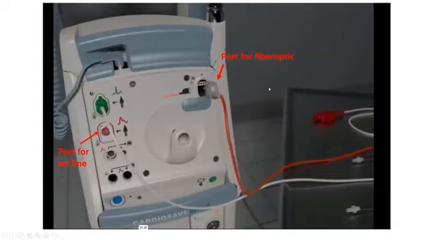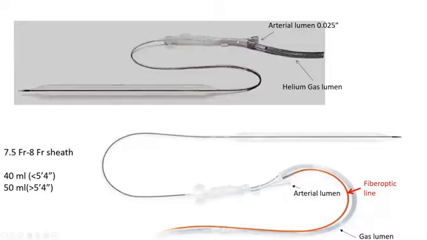But typically what you do, you connect the fiber optic line to its port. There is another port for the arterial line. You don't have to use it. You can just connect that lumen after placing the balloon pump to a heparinized saline bag. You want to try to keep that lumen open, not clotted, to prevent clot formation at the tip of the catheter. So you can just connect it to a transducer and to a heparin saline line.